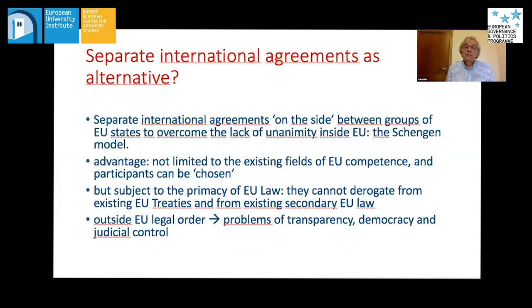This has, again, historically been an instrument to overcome the lack of unanimity. The Schengen model is the clear example there. There was no unanimous agreement to move towards the abolition of border controls, but a group of countries decided to go ahead nevertheless. Now, the advantage of this system is that it's not limited to the existing fields of EU competence, unlike enhanced cooperation. It can be used to move ahead into new forms of cooperation. But it remains subject to the primacy of EU law. That is to say, separate treaties cannot derogate from the existing treaties and from existing secondary EU law. Therefore, again, there are clear limits to what can be done in this way.